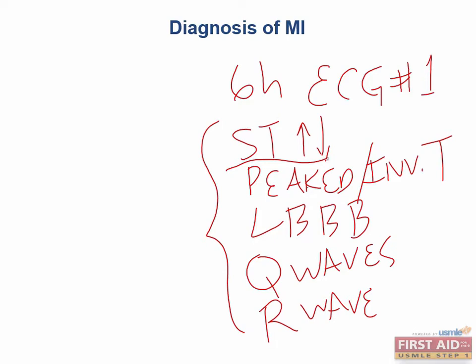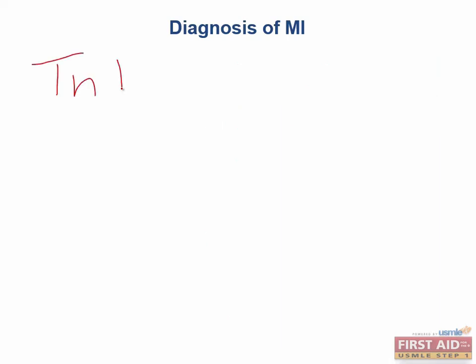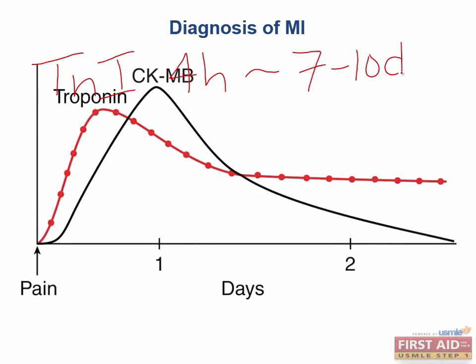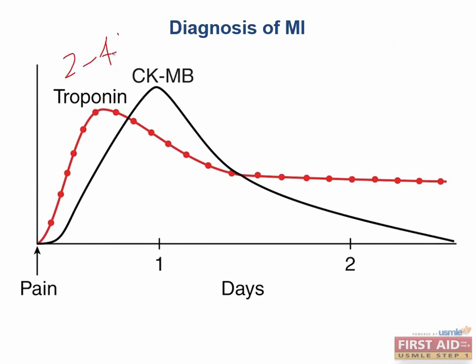or elevation. Now, troponin I will be elevated after 4 hours, and it sticks around for approximately 7 to 10 days. So here's our image. Now, troponin I peaks around 2 to 4 hours, usually 4. It is highly sensitive and specific. This means that you won't have any false negatives or false positives.